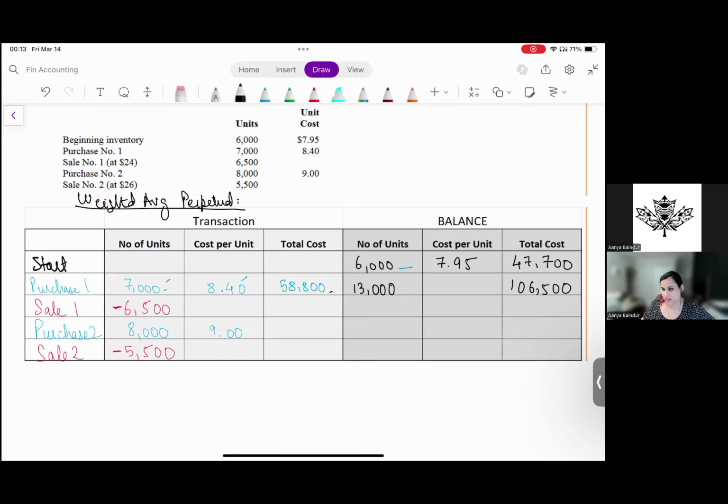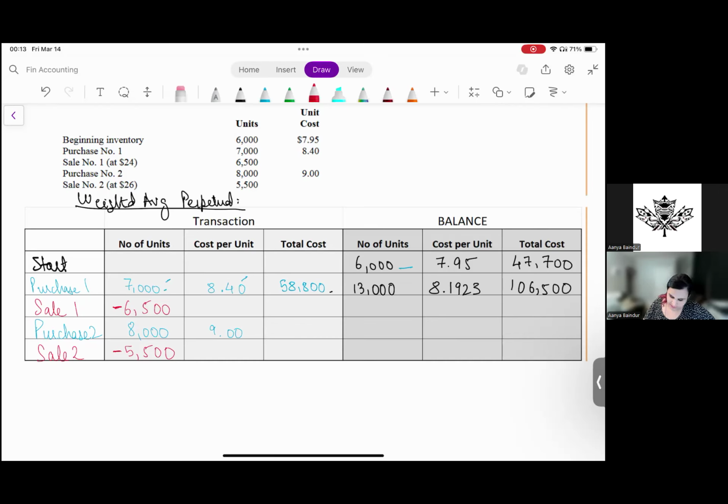Now that we made a purchase, our weighted average price changes. So let's calculate that. We take the total cost and divide it by the number of units. So 106,500 divided by 13,000 gives us 8.1923. I like taking it to 4 or 5 decimal values. Normally the question might even tell you how many decimal values to take it out to, but I like taking it to 4 or 5.